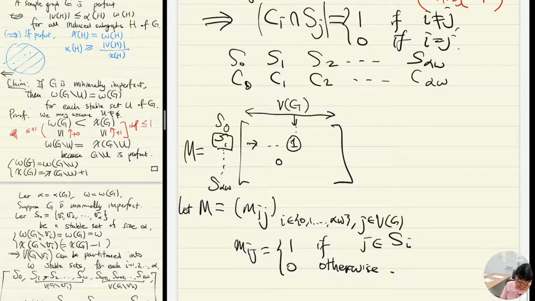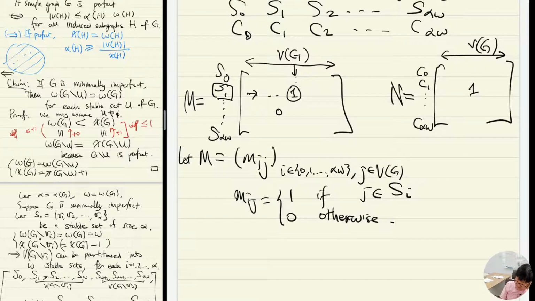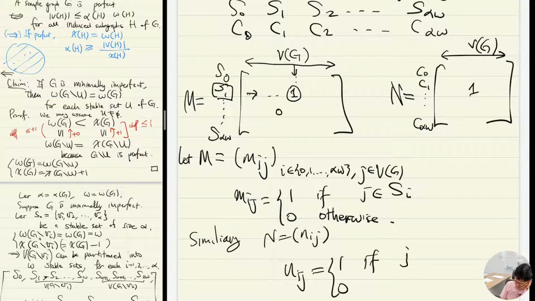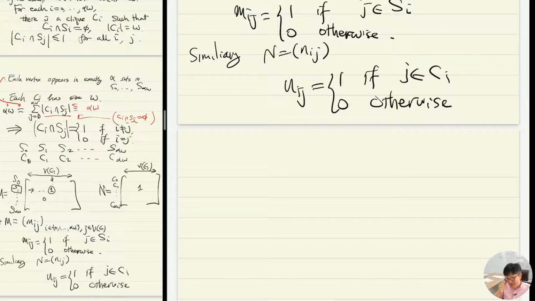Now I do the same thing for N, but now it's indexed by cliques. Similarly, N is Nij, where Nij is 1 if j is in Ci, and otherwise 0. Now I constructed two 0-1 matrices. Alright, now why do we care about these matrices? They have the same number of columns, so I can multiply them, M times N, as long as I take the transpose of one matrix.